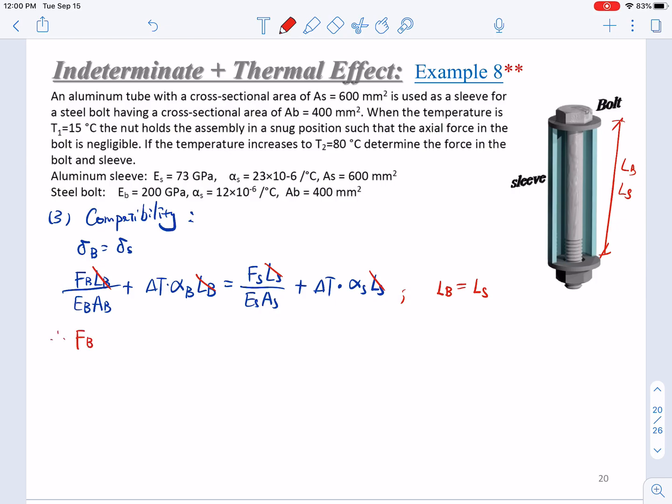After that, we can simplify this equation, and based on this, we can derive FB. This FB equals this part times EB AB, so FB equals FS over ES AS plus delta T alpha S minus delta T alpha B, times EB AB. All of these things are constant, and these have all been given. All of these numbers have been given. We have just 2 unknowns, FB and FS.